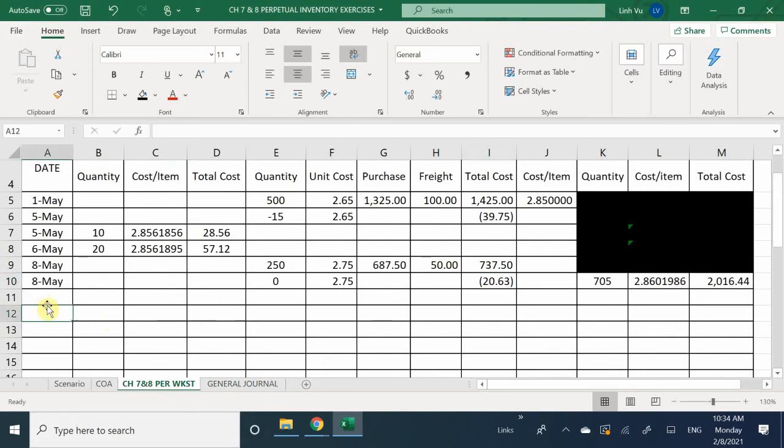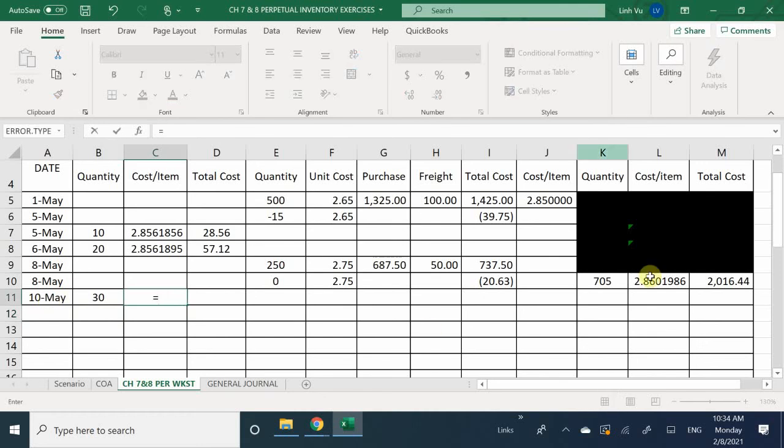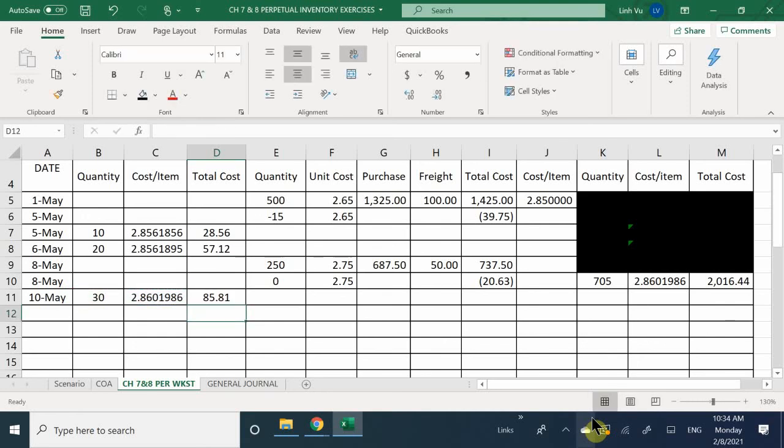So we know that it is now May 10. We sold 30 mugs. What cost per item is it right now? 2.860198. Good. So what's my total cost of goods sold? $85.80. I got 85. What's the digits after that? 85.8059. Yeah, okay, so because it's a 5, what's our assumption? It has to be rounded up, to 85.81. Okay. So here I have those numbers.